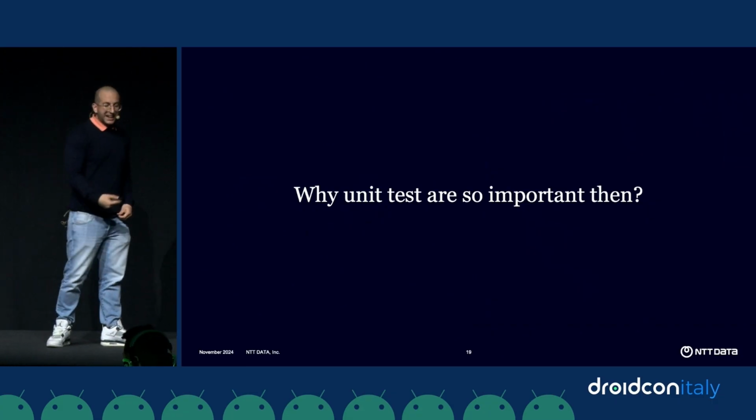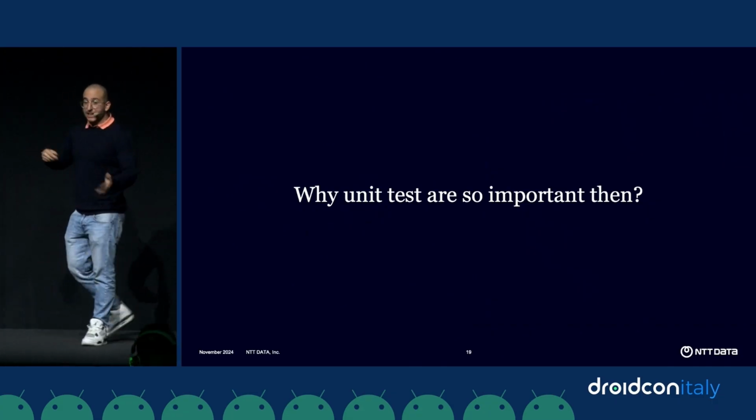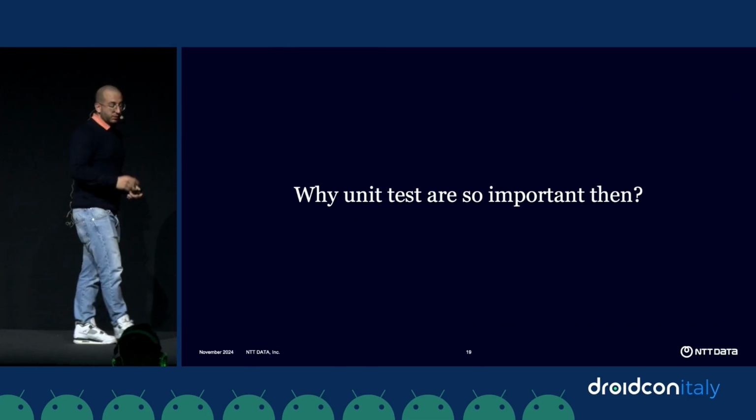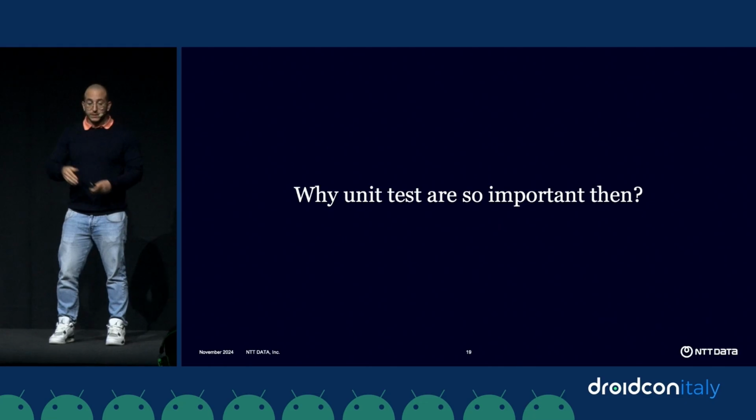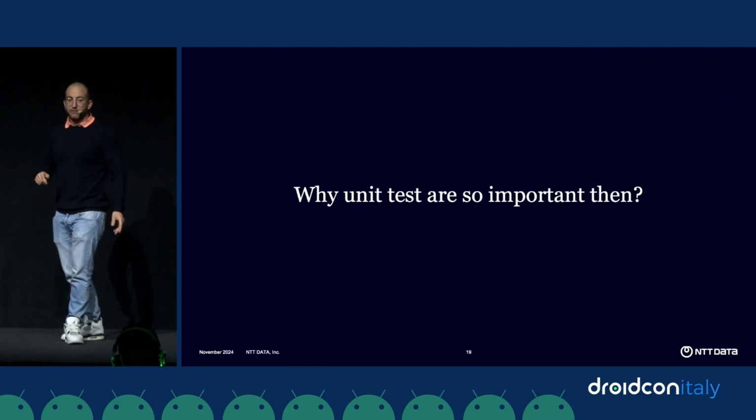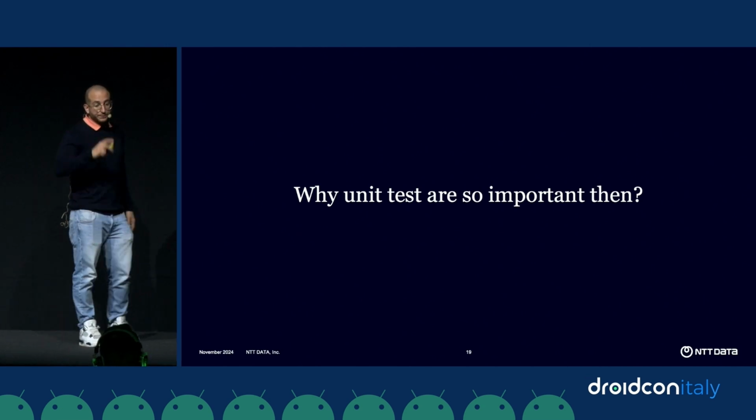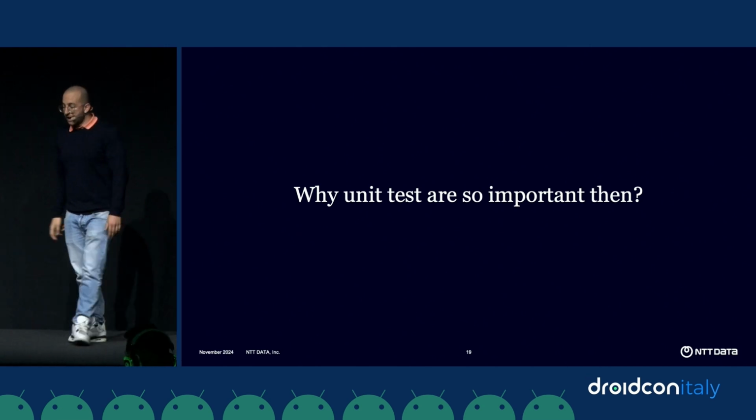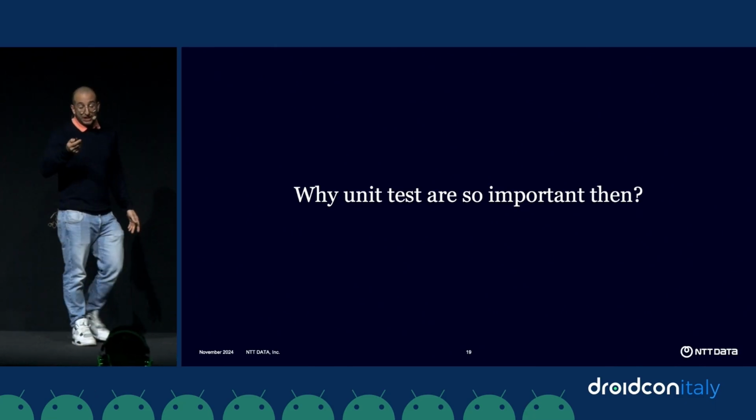So why are unit tests so important then? There are a bunch of motivations. First of all, doing unit tests creates better code for you, because if you develop your code and then write your unit test, you can find corner and edge cases in your code. You can also avoid code duplication. And for me, the most important thing is bug prevention.